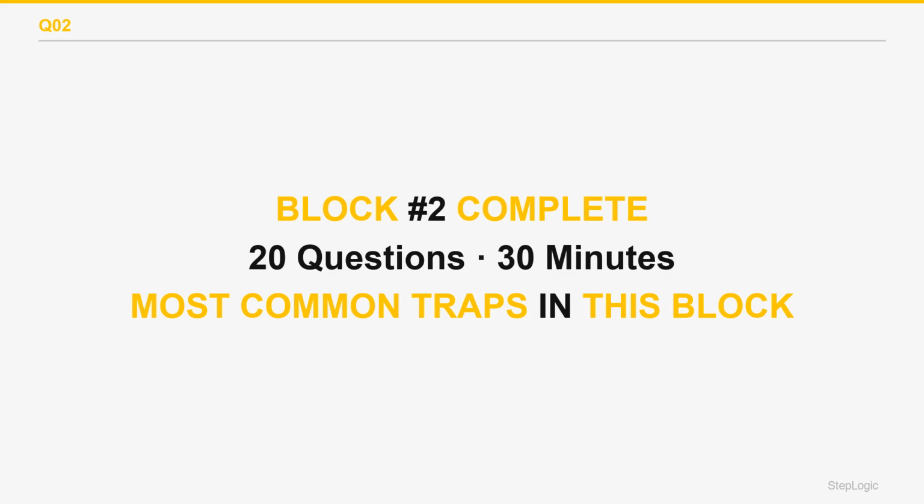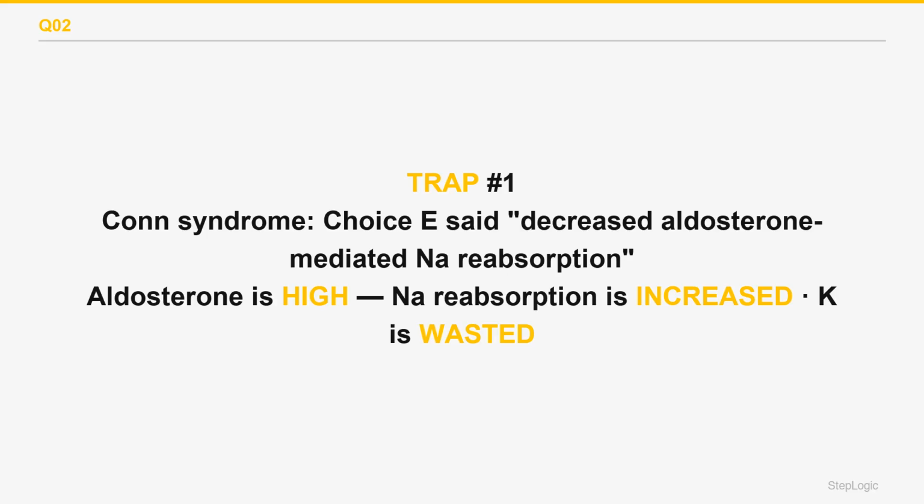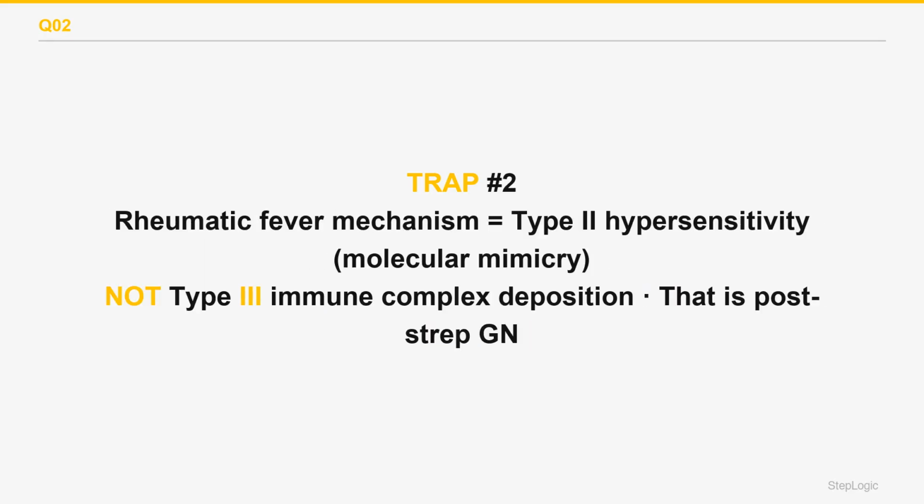Block 2 is done. Let's review the 5 biggest traps from this block. Trap 1. In primary hyperaldosteronism, aldosterone is elevated. Sodium reabsorption is increased and potassium is wasted. Distractors that flip the direction of aldosterone's effect are designed to catch you if you are not reading carefully.